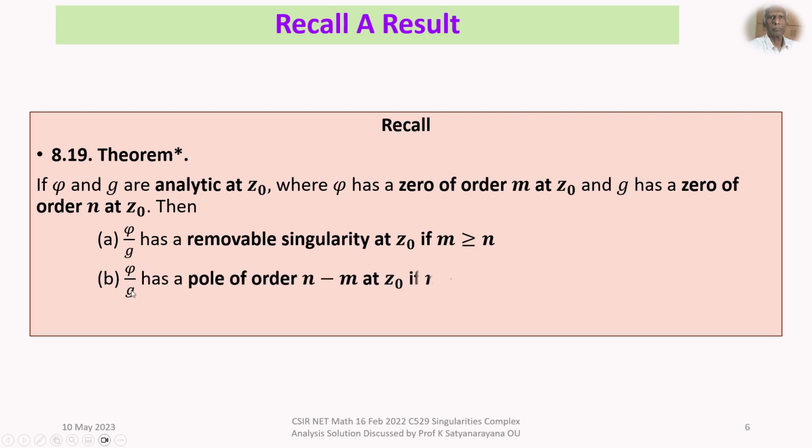B, phi by g has a pole of order n minus m at z0 if m less than n. So whenever m less than n, the z0 is a pole of order n minus m for the function phi by g.